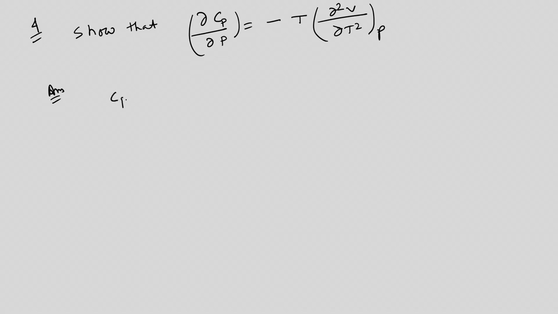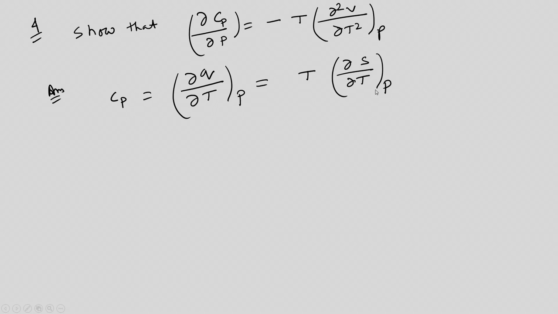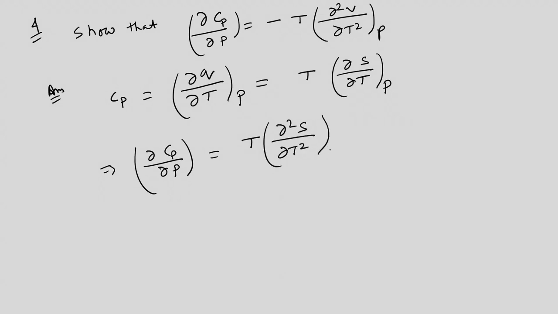Okay, so, we know Cp is del Q by del T at constant pressure, right? And this is nothing but T del S by del T at constant pressure. Okay. So, del Cp by del P is T del 2 S by del T 2 times del 2 S by del T del P, right. So, this is del Cp by del P. Now, we need to prove del 2 S by del T del P equals minus del 2 V by del T 2 at constant pressure.